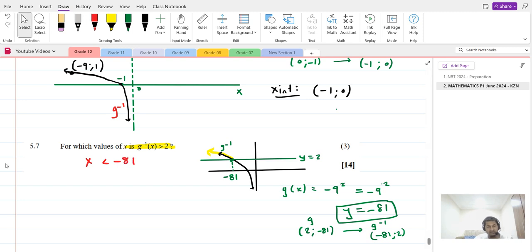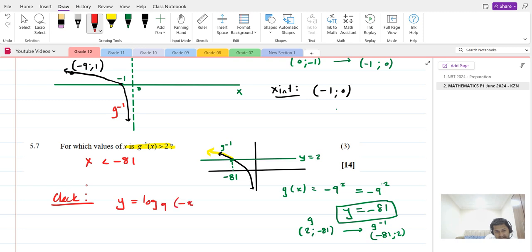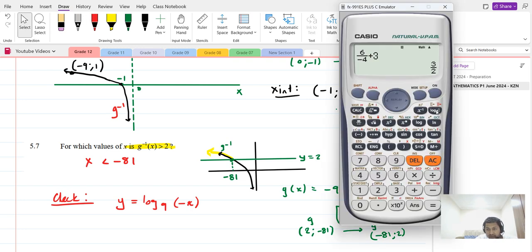Now let's check if this answer works. So just to check the answer, we remember y equals log base 9 of negative x. So I'm going to substitute negative 81 and see if I get 2. So I've got log base 9 of negative 81, right? What do we get?